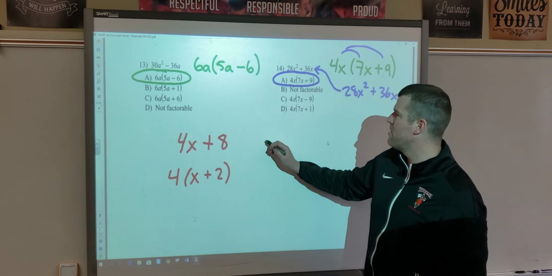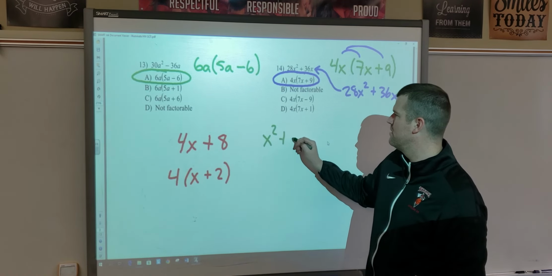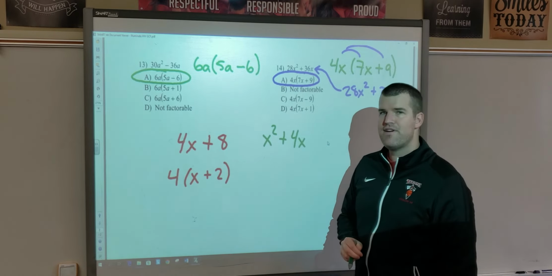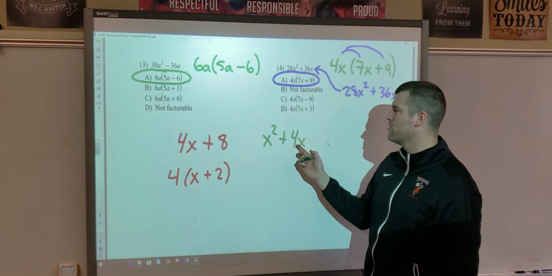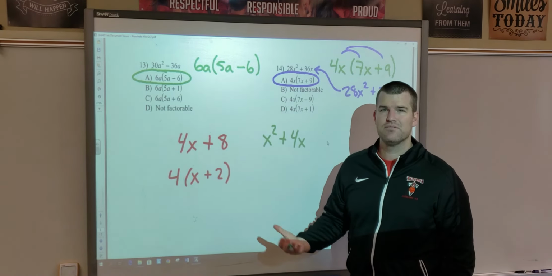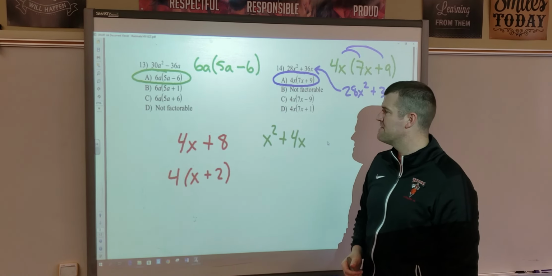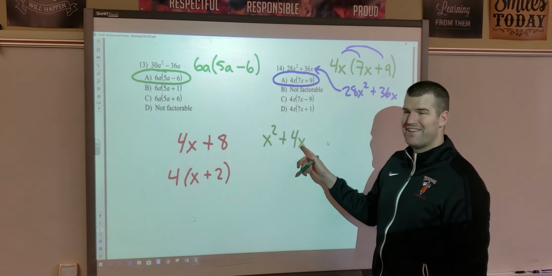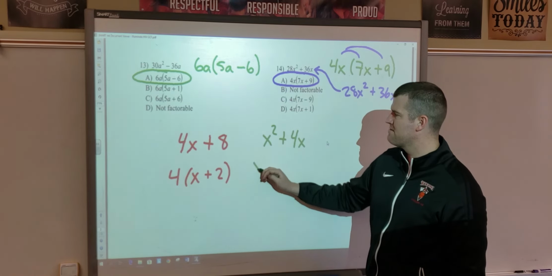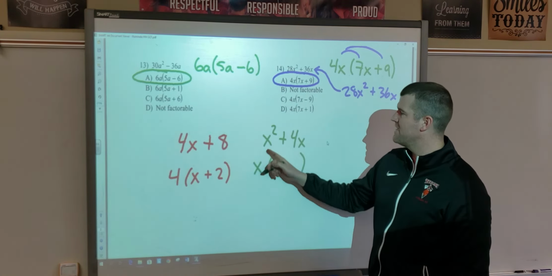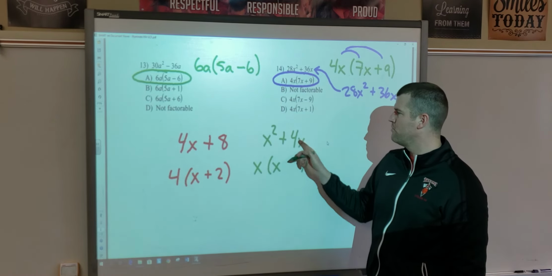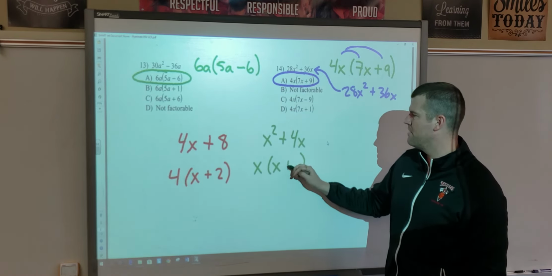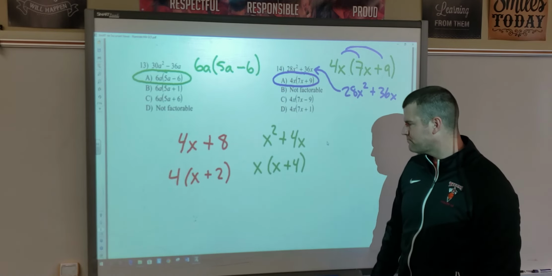Sometimes you'll also run into problems where your common factor has no number. So in this one, 1 and 4, the GCF will be 1, which we don't ever show a 1 if it's a GCF. But they both do have an x, so I can take out an x. And then I can show to get x squared, that would be x times x. And then to get 4x, that would be x times positive 4.